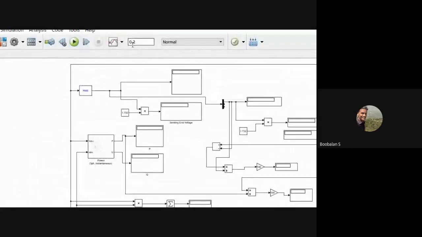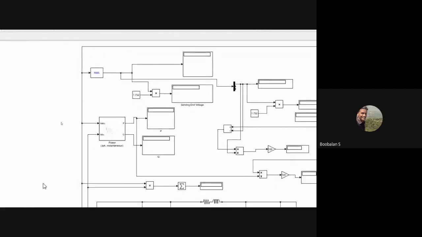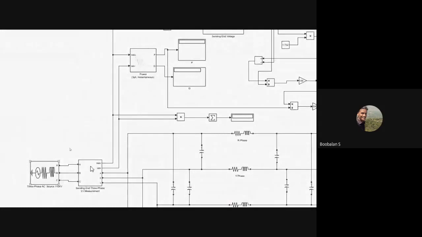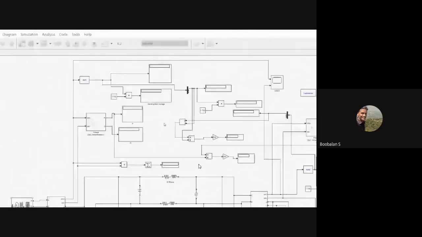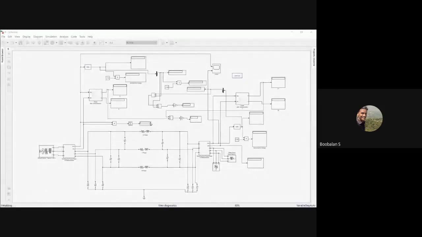Anyway, I'm going to run for about 0.2 seconds, right? So I'm going to use 0.2 seconds. Where we are actually sending 110 voltage, you could see it's now running. The simulation is now running. It has started running, right? So now you could see.